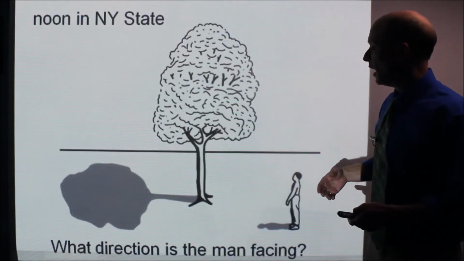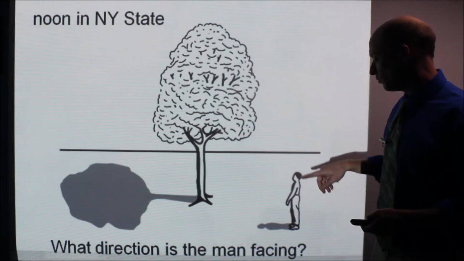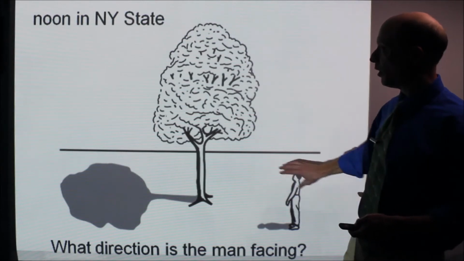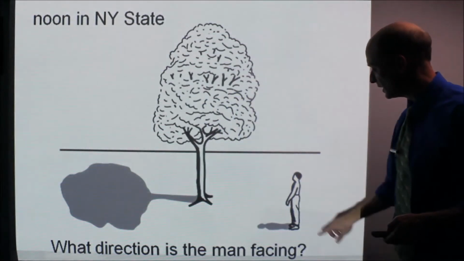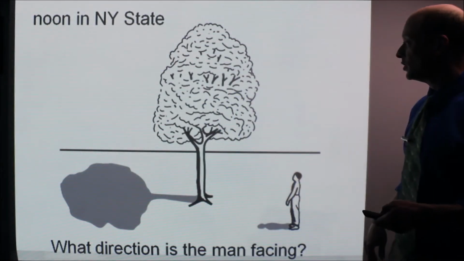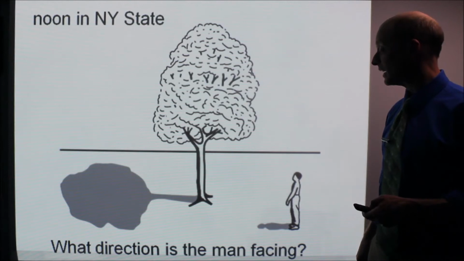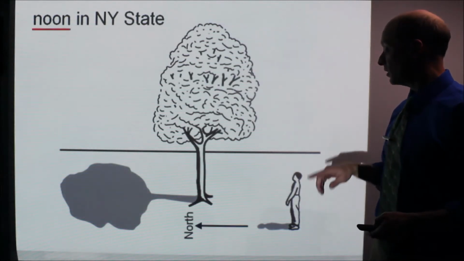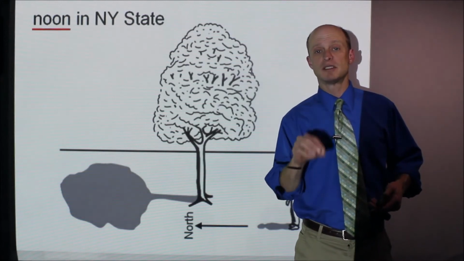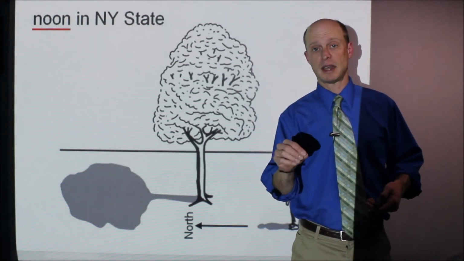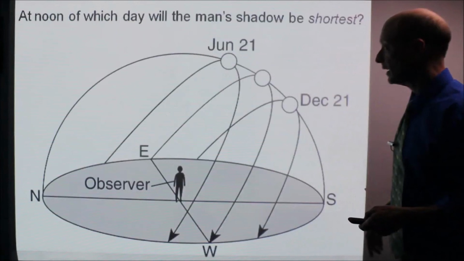This one is, what direction is the man facing? And the key part is that you're told it represents noon, or solar noon, in New York State. See his shadow and see the tree. Hopefully you recognize this, and this is a big one. It's north. At solar noon, the shadow points due north. Make sure you know it.